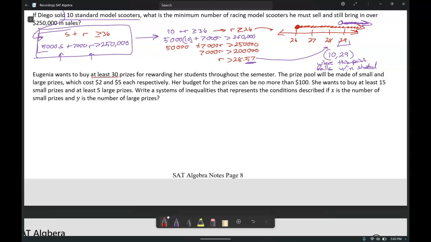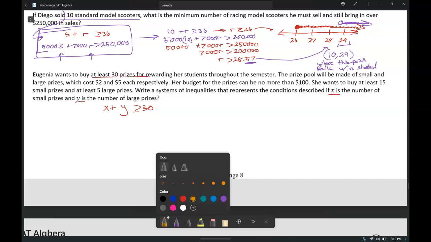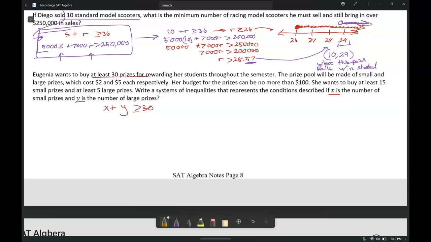The first one is at least 30 prizes. So we can start with at least 30 prizes, greater than or equal to, and the sum of the prizes is just going to be X plus Y. X plus Y has to be greater than or equal to 30. Then our second condition is that she does not want to spend more than $100. She wants to spend less than or equal to $100. And the total cost will be $2 per small plus $5 per large prize.